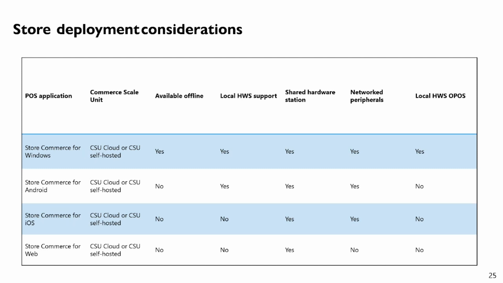The complexity of deployment and servicing requirements can vary for different flavors of Store Commerce, depending on the application and deployment choices. For example, for a cloud-hosted Store Commerce for web deployment, you don't have to install and update on every device. However, if you deploy Store Commerce on every register and enable offline mode, and you also deploy shared hardware station, you greatly increase the complexity of deployment and servicing.